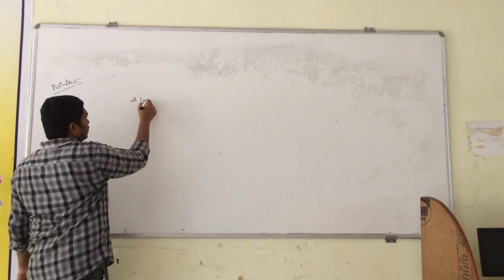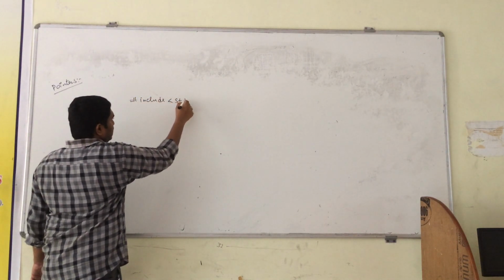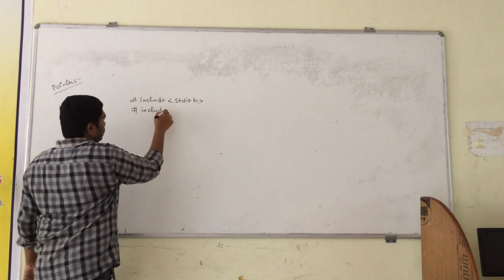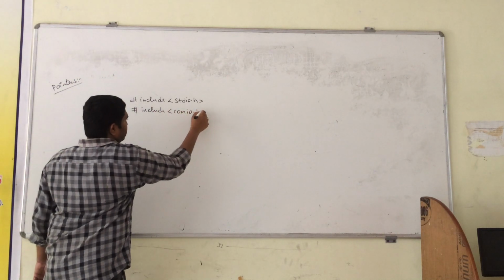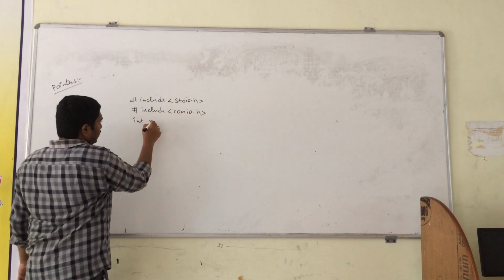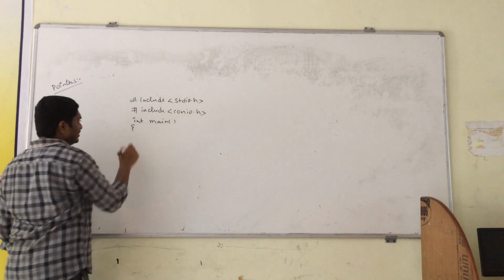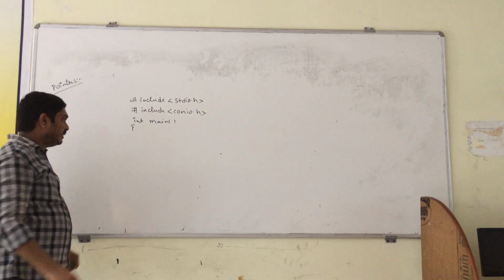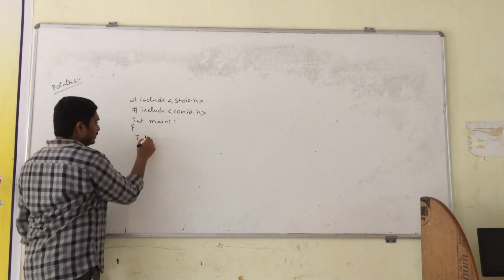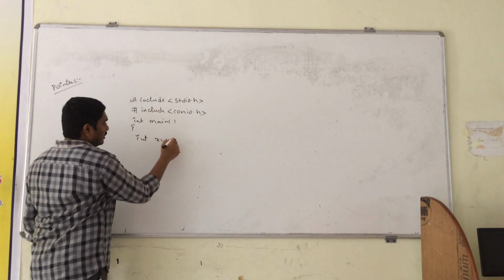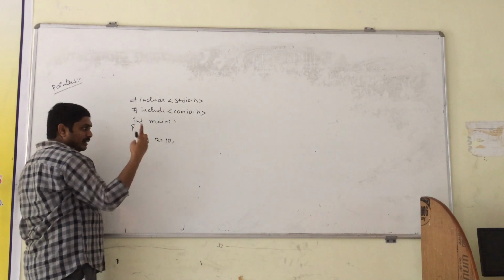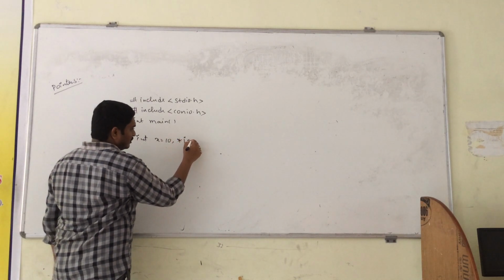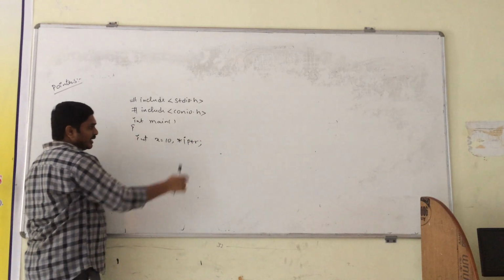#include <stdio.h>, #include <conio.h>, int main. These are the three basic steps to write the program. Next I want to take an integer variable, so int x = 10. For storing this, I need the integer pointer. Already int is there, just I want to write *iptr. I means integer, ptr means pointer.